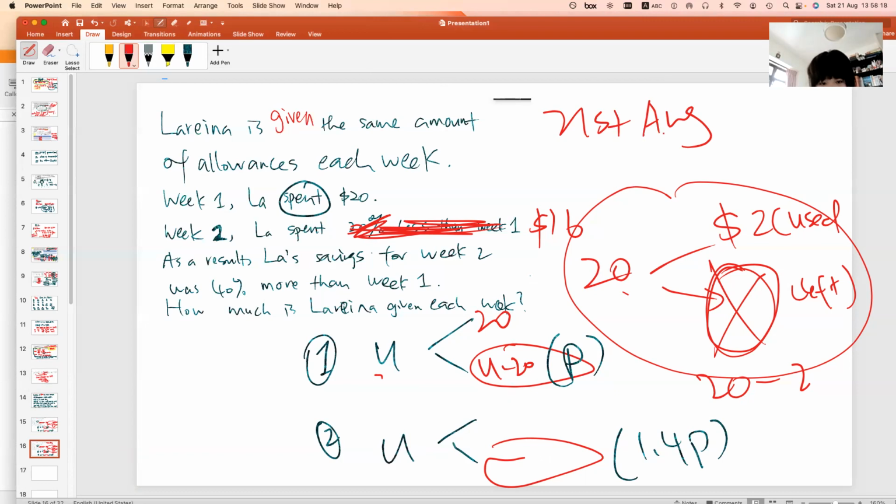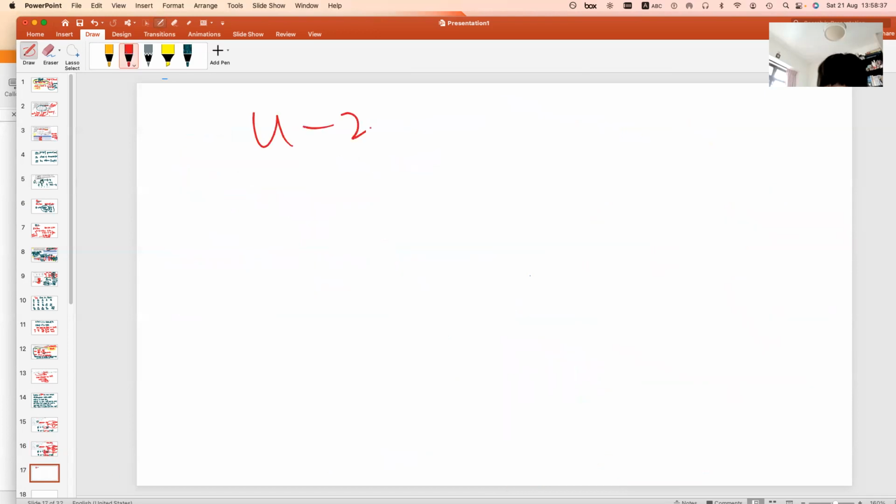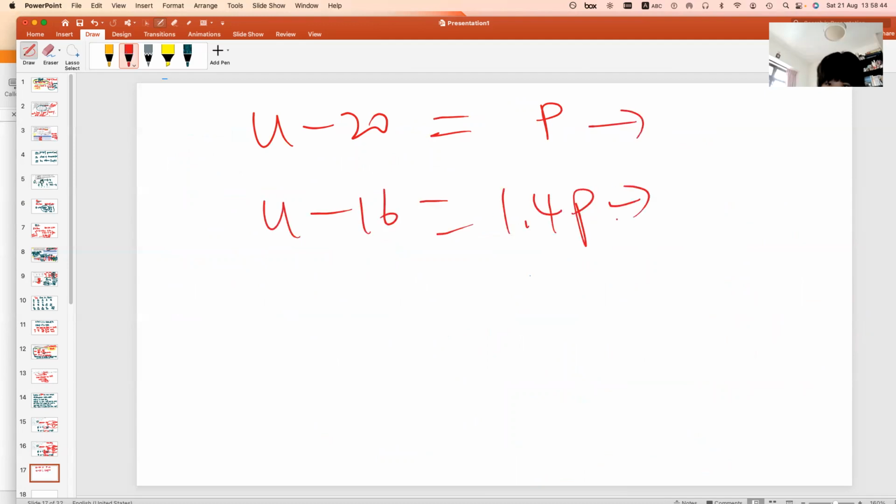How do you get the left? The left is given by the 20 minus 2 in this case. Therefore, the left is given by U minus 20. Similarly, if you use 16, this is U minus 16. Then, of course, you can use your P beside. You can use 1.4 P beside. Then you go ahead and solve this question. U minus 20 is P, and U minus 16 is 1.4 P. Then you solve this simultaneously. Up to you how you want to solve.